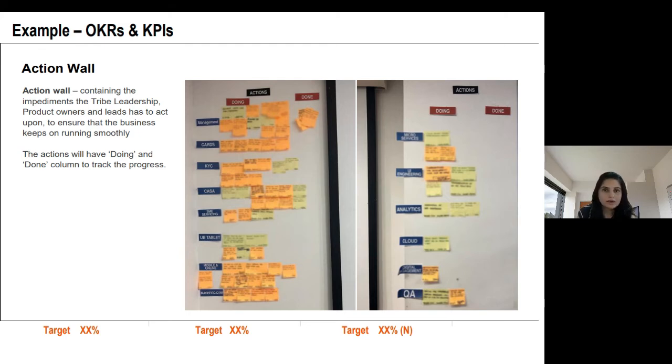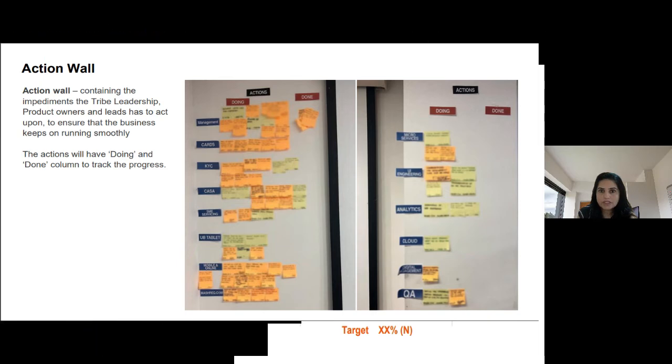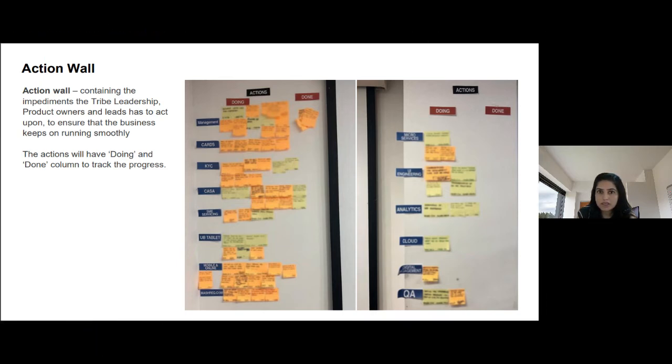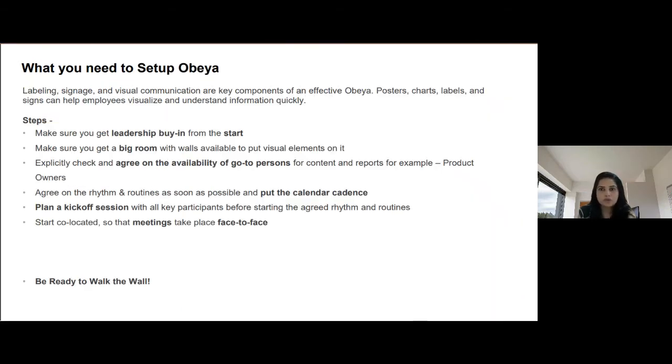Okay, then the action wall, where all the actions in doing and done are. This is the actual wall picture where I'm putting the squad names here, and then the first ticket is for the management. So there might be some actions for the management, which are also visible on the wall, and everybody knows what actions management is doing. So this is a very transparent thing, and everything is on the walls.